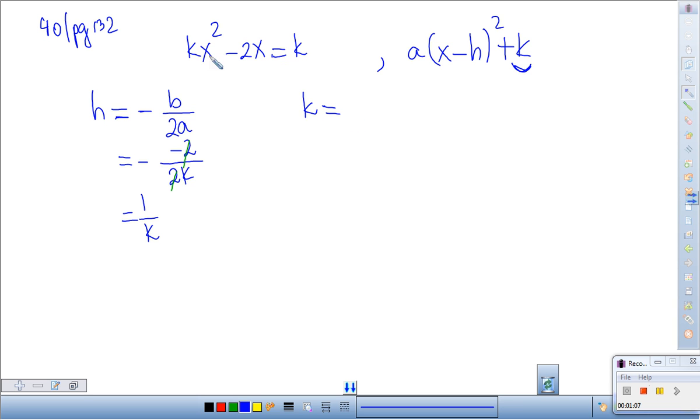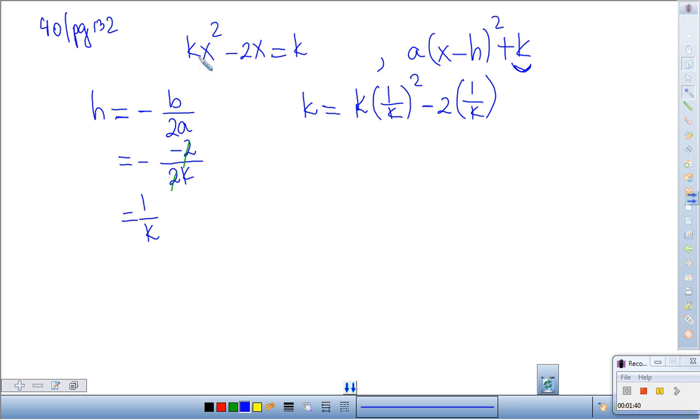So wherever we see x, we are going to substitute the h value to find the corresponding value of the vertex. We have k times 1 over k squared minus 2 times 1 over k. And I know some of you will now stop because you're going to say, well, it equals k. Well, no, it's not the same k.